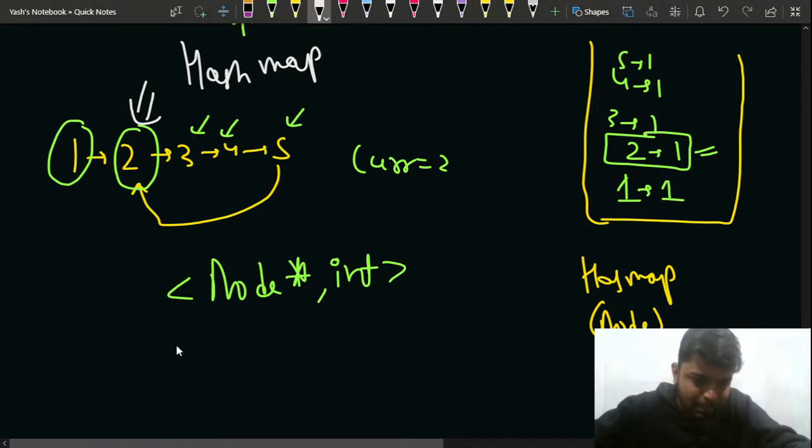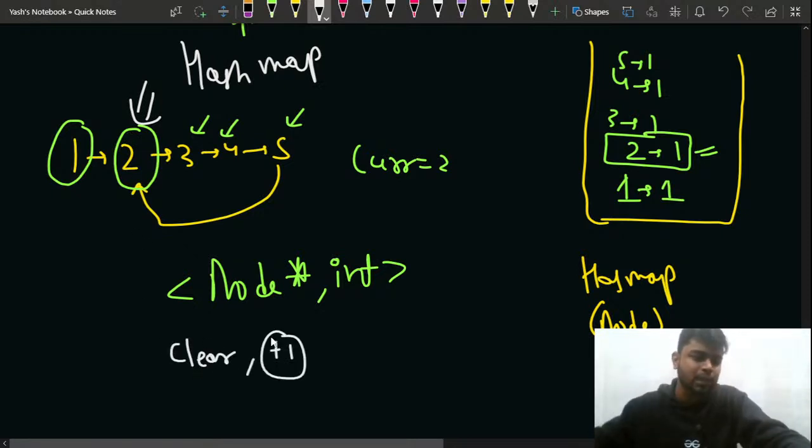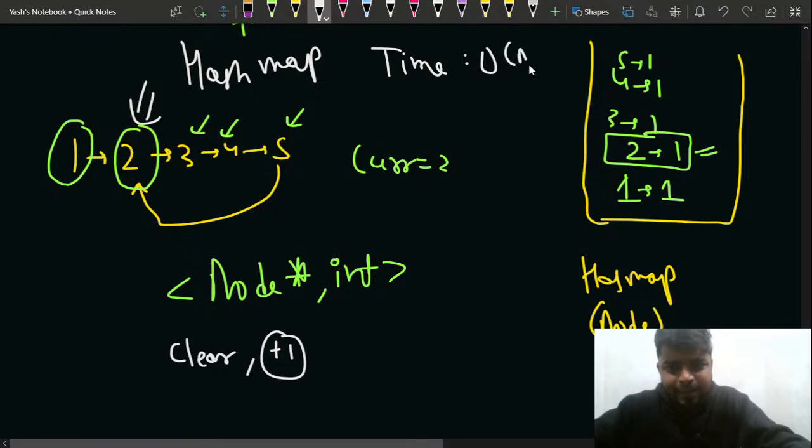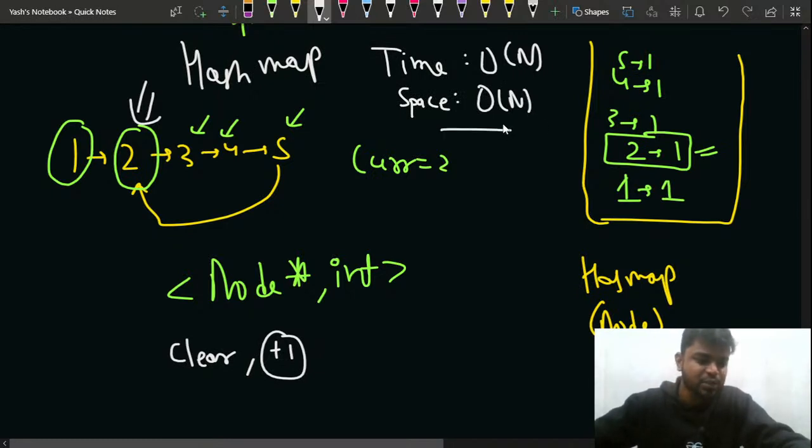If this much part is clear, please write clear or a +1 in the chat, and then I'll move to the more optimal approach. For this approach of using a hash map, the time complexity would be order of n, and the space complexity would be order of n as well. If this much is clear to everyone, please give a quick +1 in the chat, and then we'll proceed further.